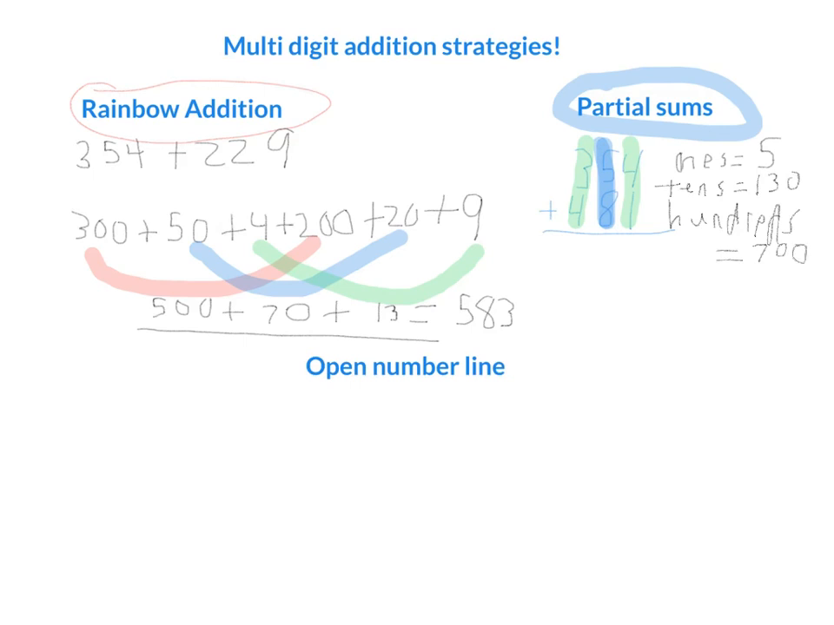So now we have an easy addition problem of 700 plus 130 plus 5. And that equals 835. And that's our answer. Very good. So next we're going to look at the open number line, which is another student favorite.